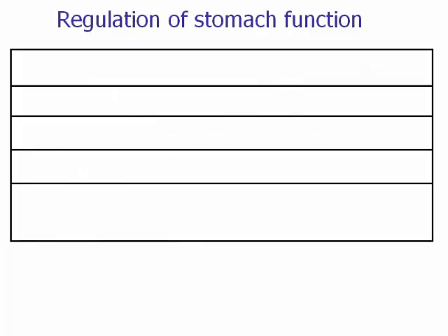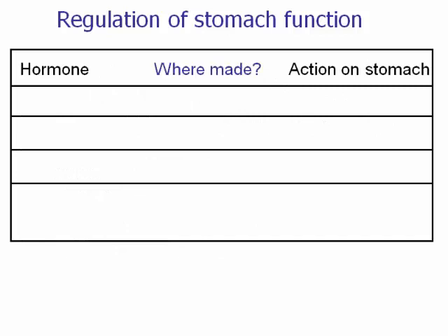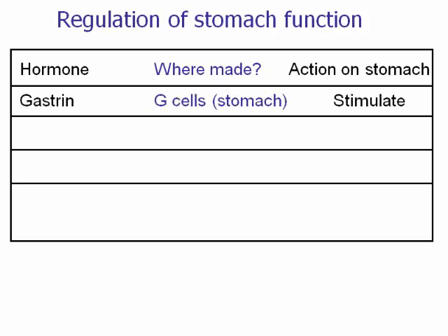Next, the regulation of stomach function. This should be empty, so you can fill this in. We want the hormone, where it's made, and its action on the stomach. Okay, so now we've moved on from the pancreas. We've moved on from the liver. Now we're going to talk about regulating the stomach. Gastrin is the hormone made by G cells in the stomach, and its action is to stimulate the stomach.